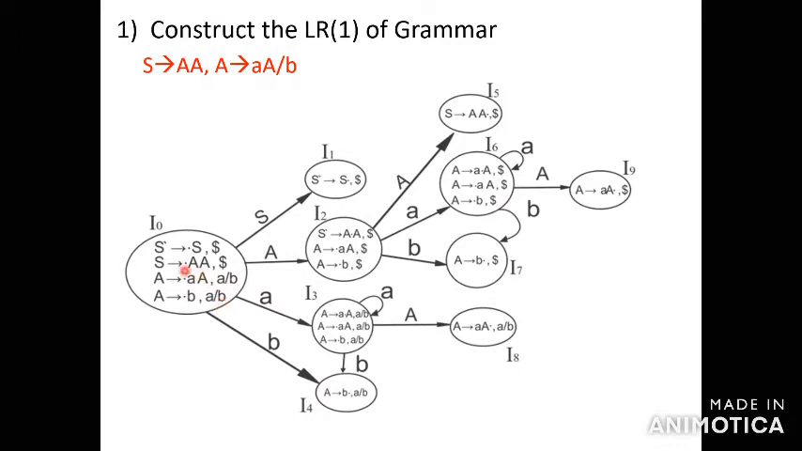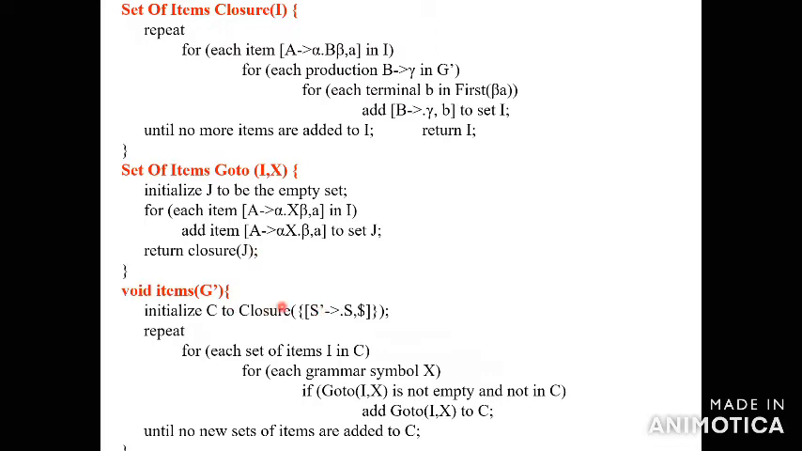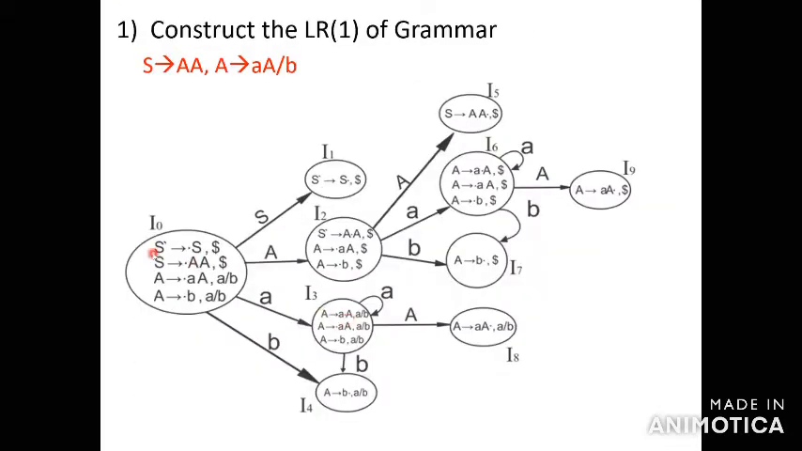Once clear, here dot S comma dollar. The first thing is to initialize the dollar symbol. For the augmented grammar, the lookahead symbol value is dollar. The starting production is the augmented grammar, so you have to write the dollar symbol. That is the previous rule. This is the first initialization step: initialize closure S' tends to dot S comma dollar. So the initialization step is done for the first set of items, I0, meaning state 0.